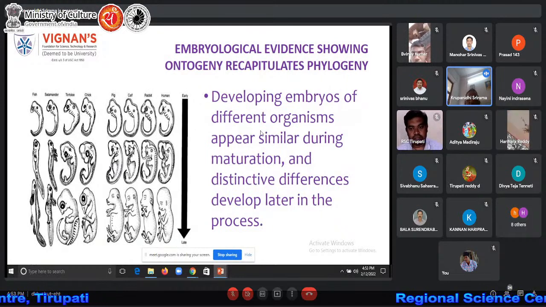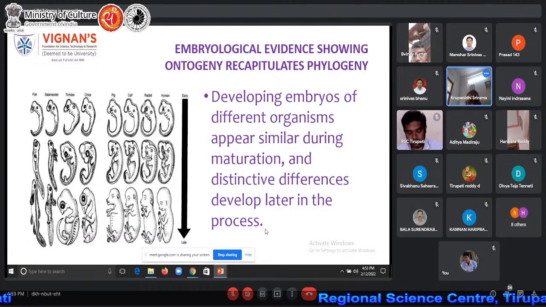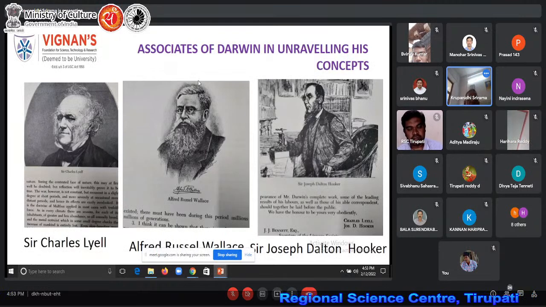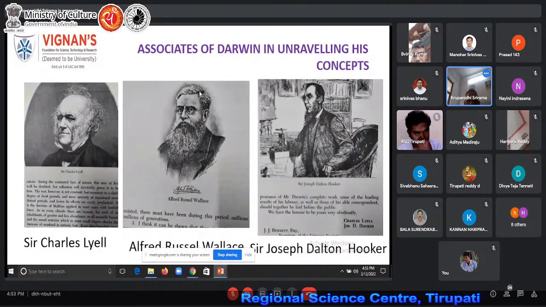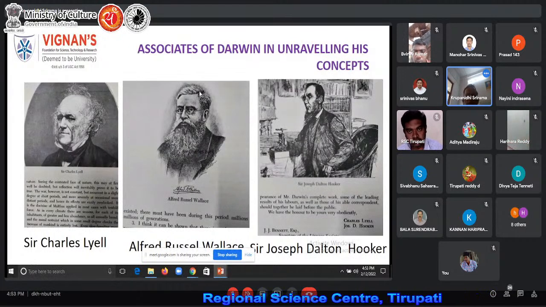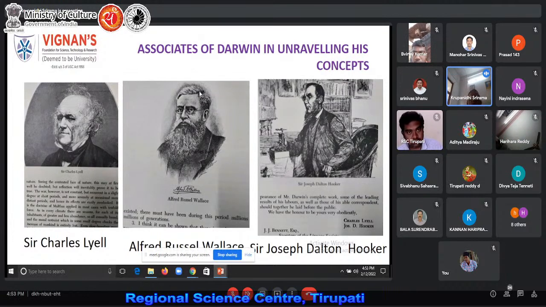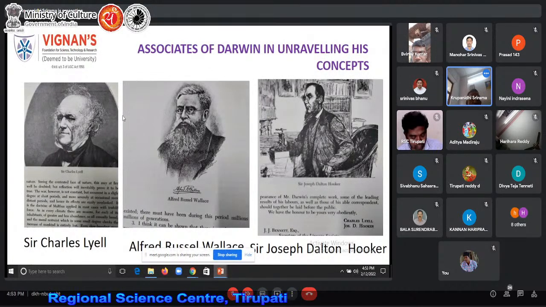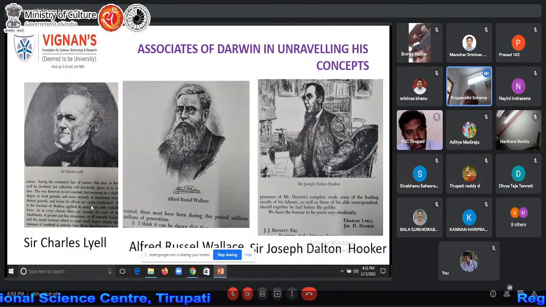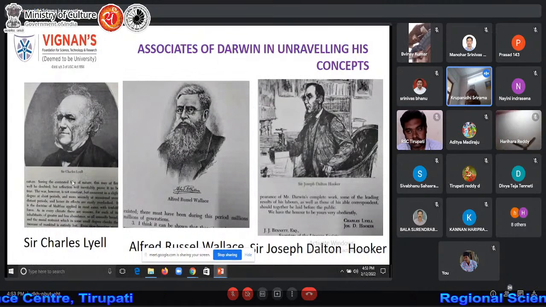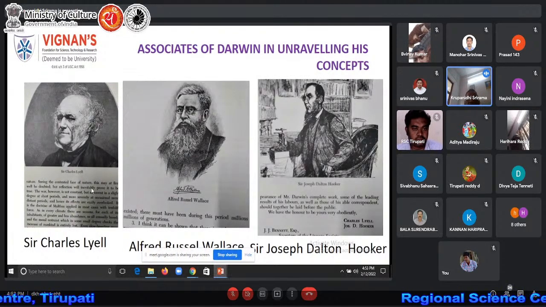So developing embryos of different organisms appear similar during maturation, and distinctive differences develop late in the process. Okay. Now, when any concept is being developed, though there is a leader like Charles Darwin, there are several other people who are associated. In that process, I am now putting 2 or 3 here. One is Sir Charles Lyell. Sir Charles Lyell was a great geologist, and he accompanied Charles Darwin all through and promoted the concept of natural selection.